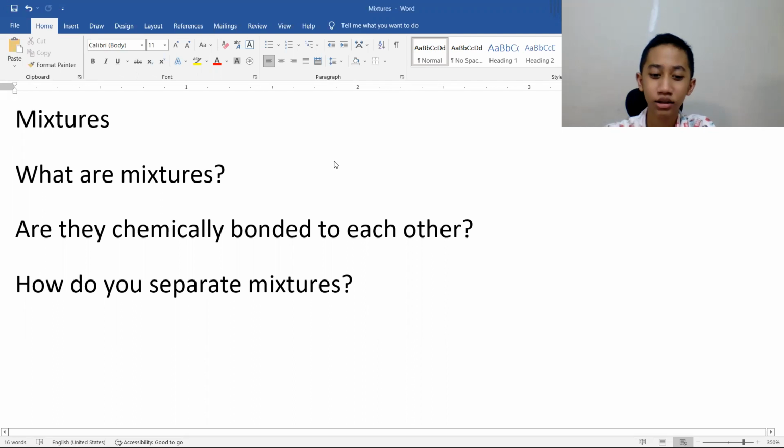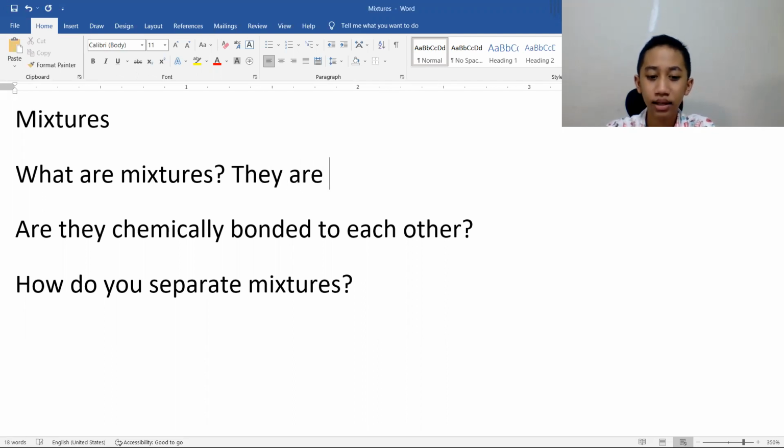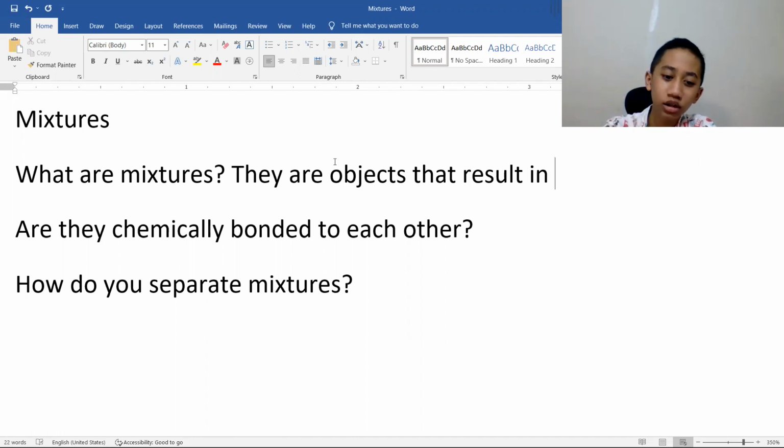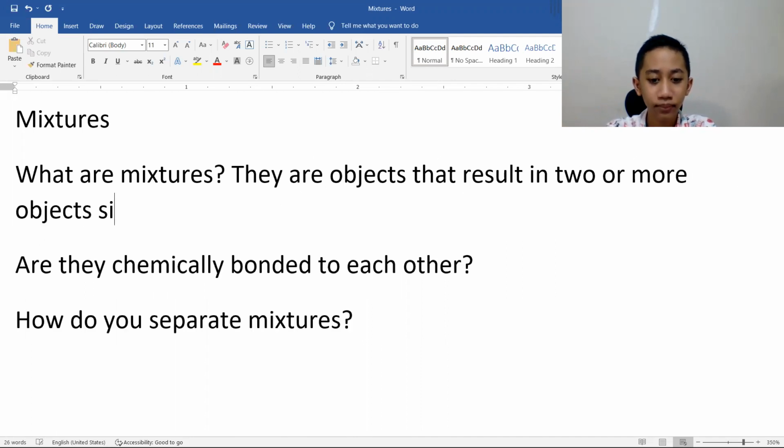So, what are mixtures? They are objects that result in two or more objects simply combining or just being mixed. There we go. It's mixed. So yeah, those are technically mixtures.